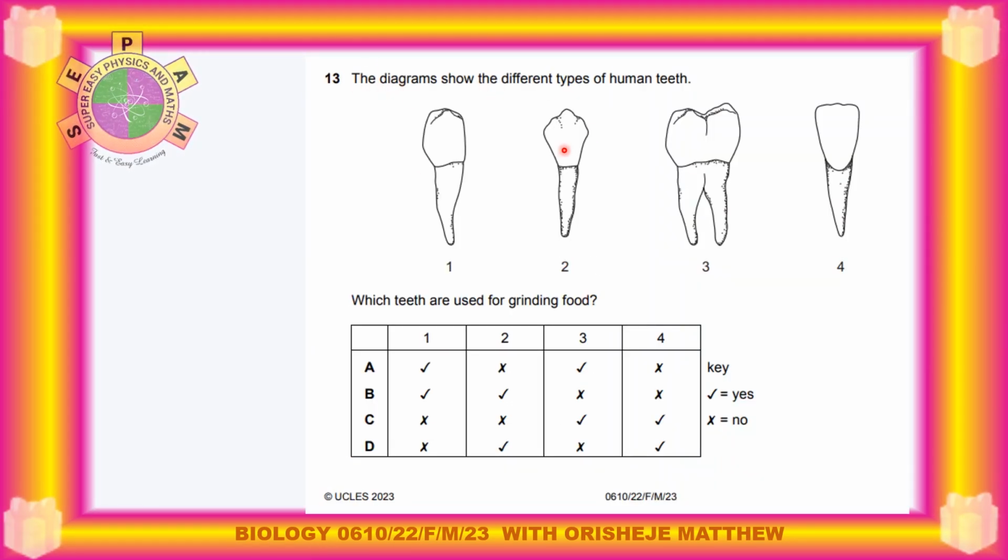Now, feeding. The diagram shows different types of teeth. How do you know them? You look at the shape. The ones that have flat edges on top are the ones for grinding. So let's identify the teeth. We have premolar, canine, molar, and incisors. Which of them are used for grinding? You have the molar and premolar. So 1 and 3. That is the answer.